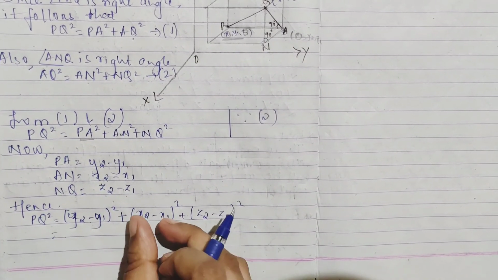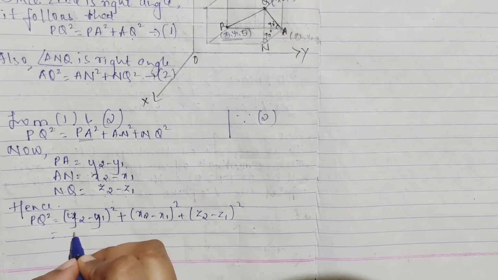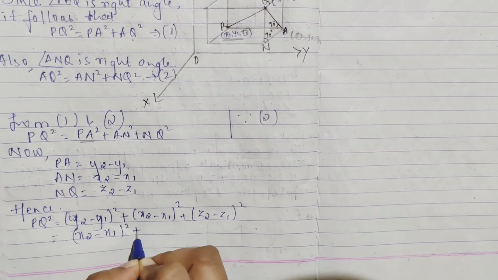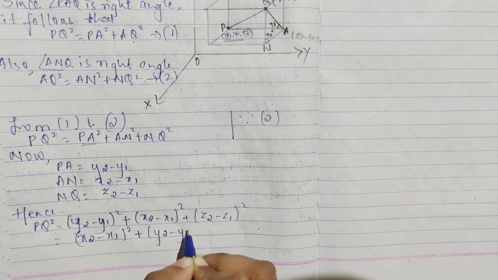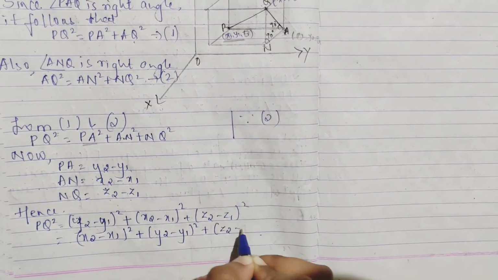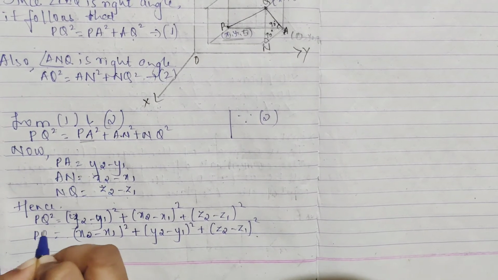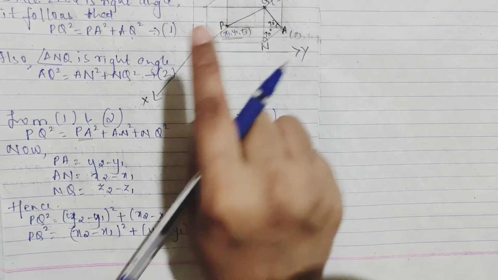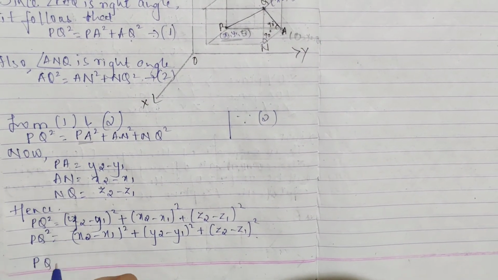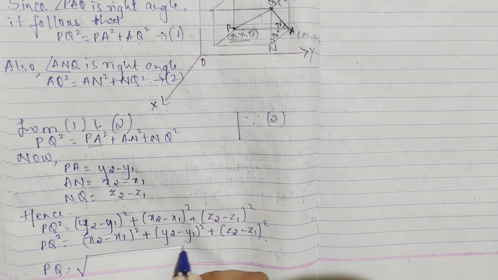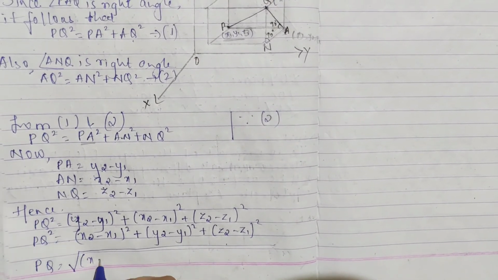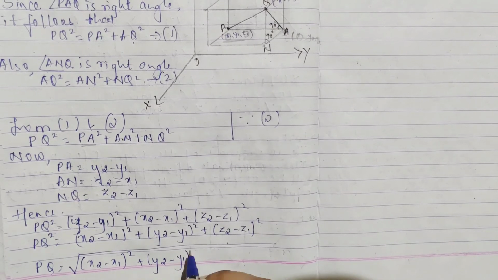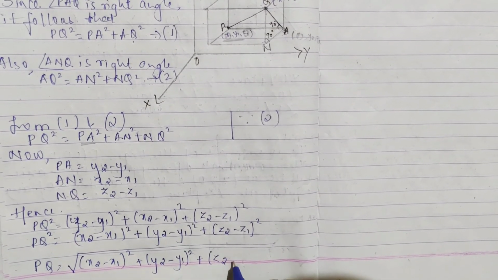So just we'll arrange it first, x, y, z. I had written directly, but it's okay, I'll show you. x2 minus x1 the whole square, plus y2 minus y1 the whole square, plus z2 minus z1 the whole square. This is your PQ square, but we want PQ, not square. So if you are taking PQ, this square turns to root, right? And you will get root of x2 minus x1 square plus y2 minus y1 square plus z2 minus z1 square.